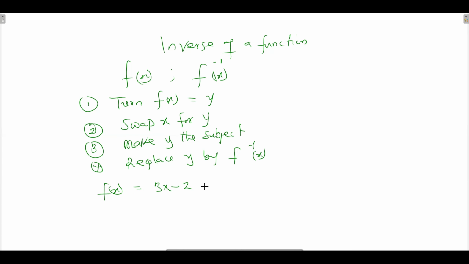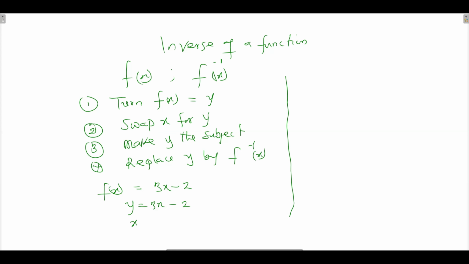Now, if you also find the inverse of this, sorry. So the first thing, turn f of x to y. That means this is f of x, I will replace it with y. I say y equals to 3x minus 2. So swap x for y. That means anywhere I'm seeing y, I put x. Anywhere I'm seeing x, I put y.